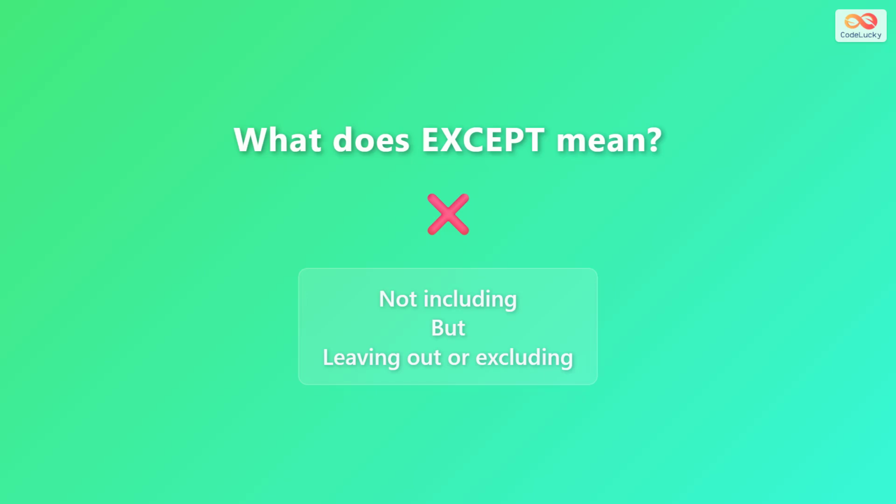Accept has a different meaning. It means not including or leaving something out. You can also use accept as a conjunction, which means but. For example, if you say everyone came to the party except John, you mean John was not there. He was left out or excluded from the group.